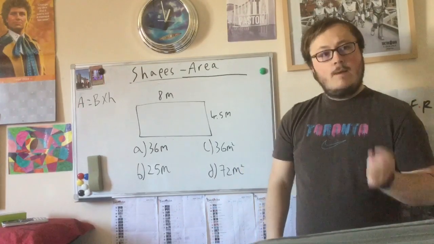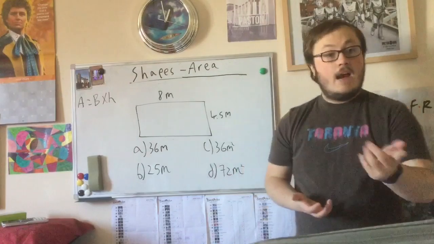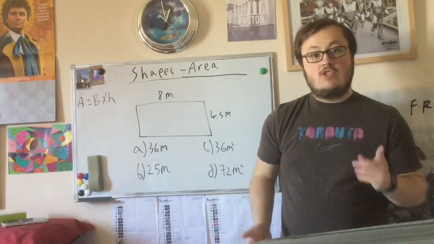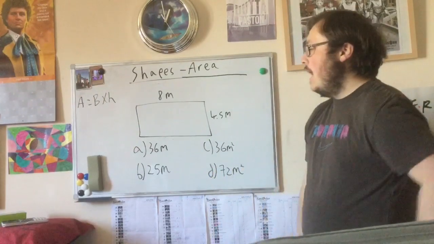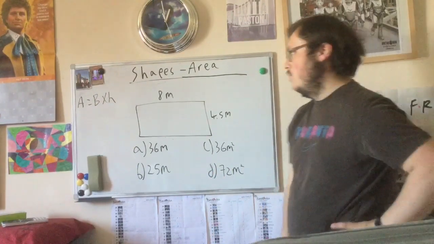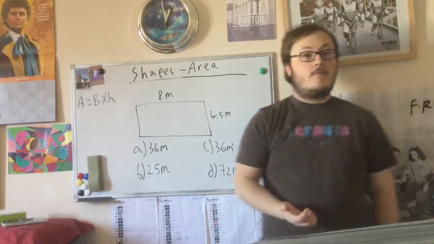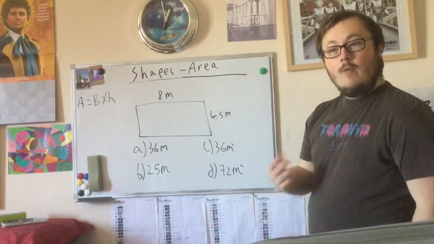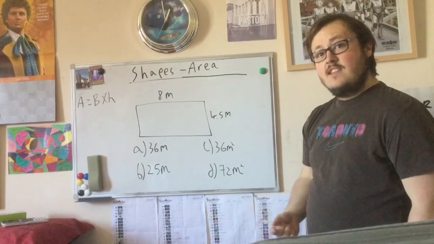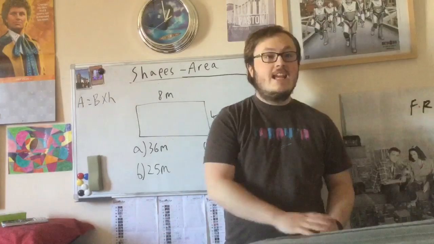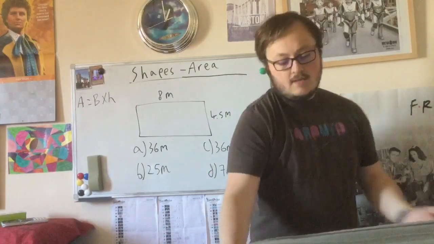Now yesterday we were going over area, and remember area is how much space can fit inside a shape, a 2D shape in particular. And I presented you with this rectangle with 8 metres here and 4.5 metres here. And I wanted you to find the area, but not only that, I wanted you to think about the different misconceptions and mistakes people could have made to end up with the other 3 incorrect answers. So let's go through it.